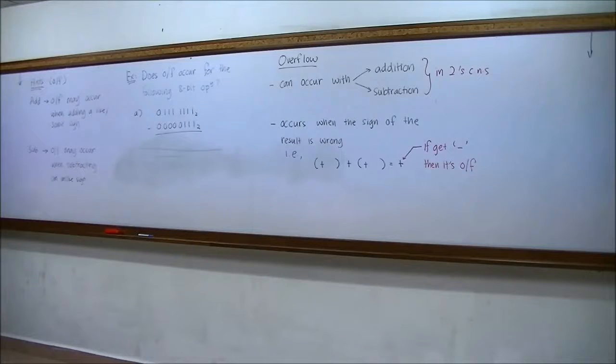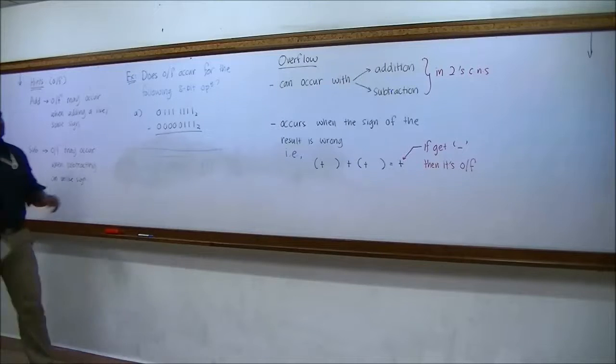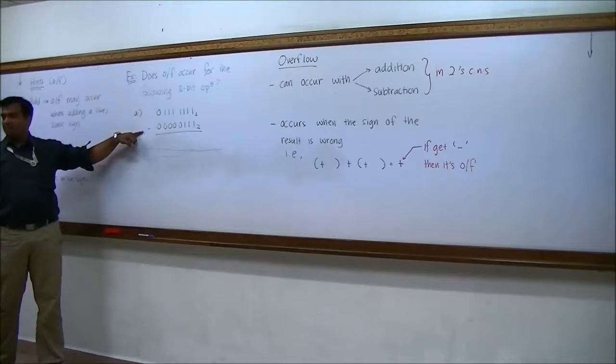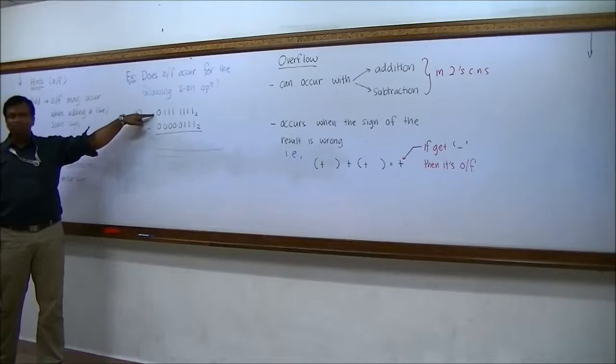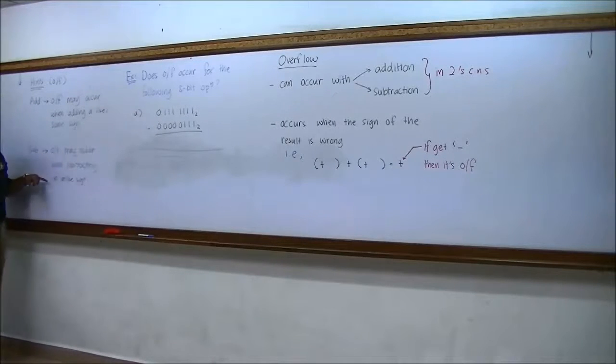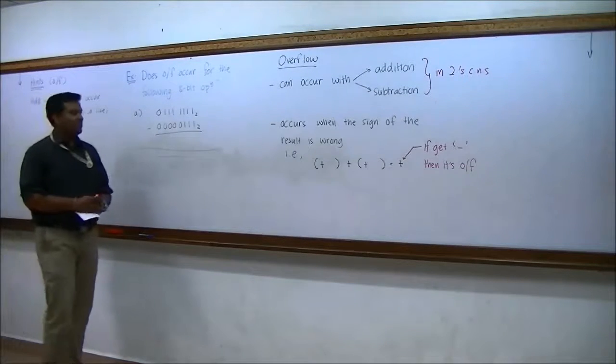Does overflow occur for the following 8-bit operation? Let's take the first example. This is a subtraction. Now let us analyze this. This is a subtraction, right? And this is positive, this is positive, so that means same sign. If same sign performs subtraction, can you get overflow? No, it is impossible to get overflow. So is the rule correct or not? Now let us try to solve it, then we will know.